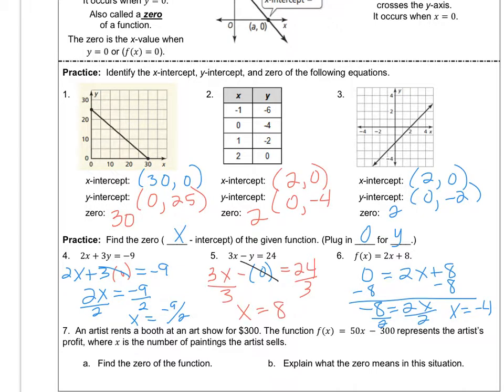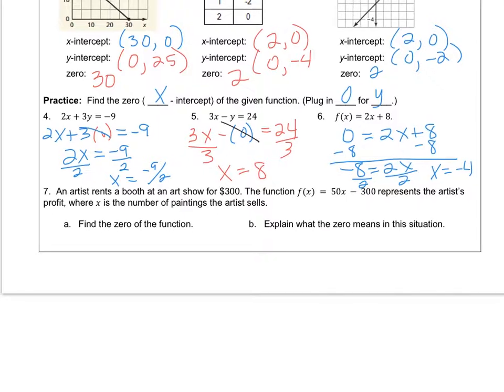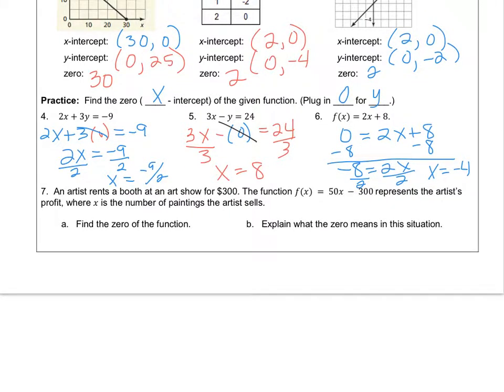Okay, so just check your answers and make sure that you did all the math correct. And then on number 7, our last one on this video, we have a situation with an artist renting his booth at an art show. So it's asking you to find the 0 of this function and explain what it means. So pause your video while you're doing the work and then check back for the explanation.